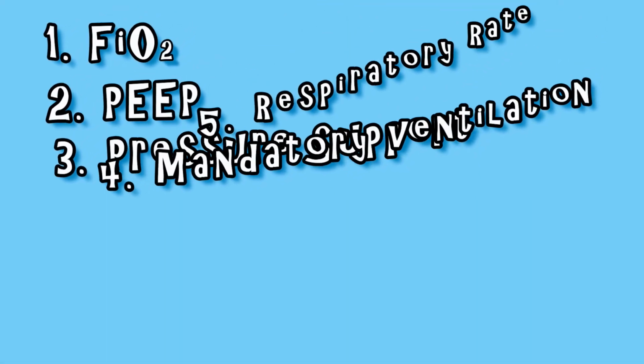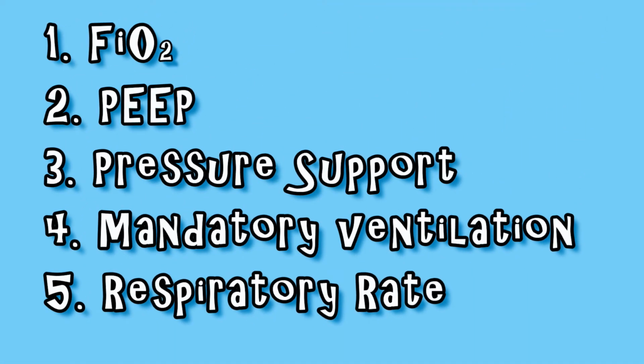So let's recap. We've got FiO2, we've got PEEP, we've got pressure support, we've got mandatory breaths, and we've got a rate that we're setting for our mandatory breaths. The reason I've taught you these in this order is because that is the way you're going to approach your patient when you think about giving them assistance with their breathing. Once you've got those in your mind, you can start to ventilate.